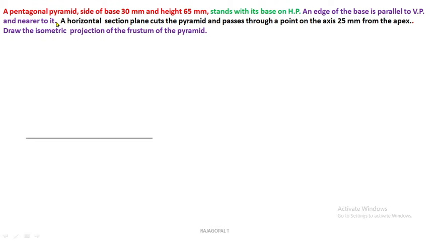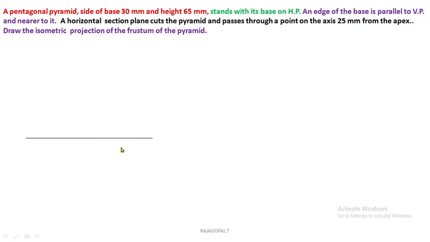A horizontal section plane cuts the pyramid and passes through a point on the axis 25 mm from the apex. Being a frustum solid, the section plane must be parallel to the base, or parallel to XY. That's why here it is a horizontal section plane. It passes through a point on the axis 25 mm from the apex, from point O dash, or from the top. Draw the isometric projection of the frustum of the pyramid.